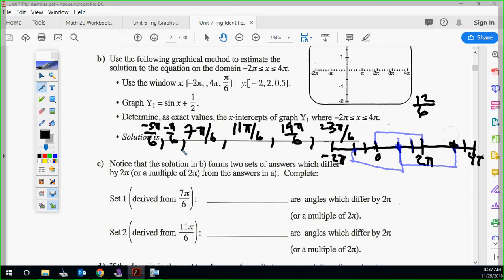Okay, so notice the solution forms 2 sets of answers which differ by 2 pi. So what it's saying, what I just kind of told you guys, is that the negative 5 pi over 6, the 7 pi over 6, and the 19 pi over 6 are all related. They're all the same position on the unit circle, or on the rotation. I should say rotation.